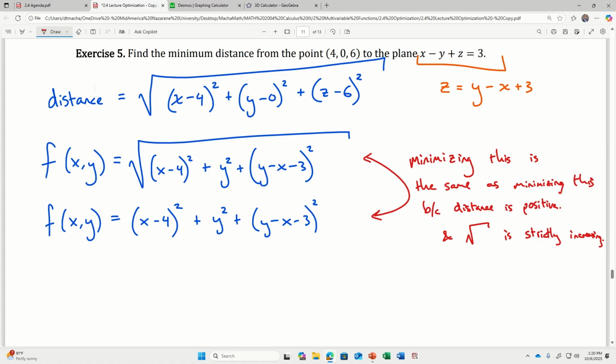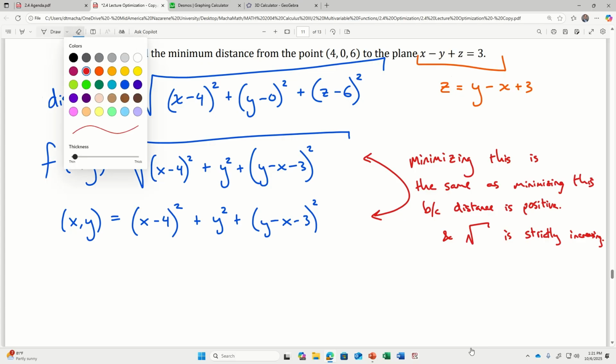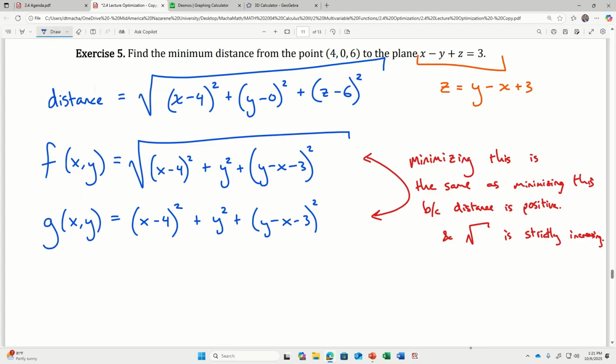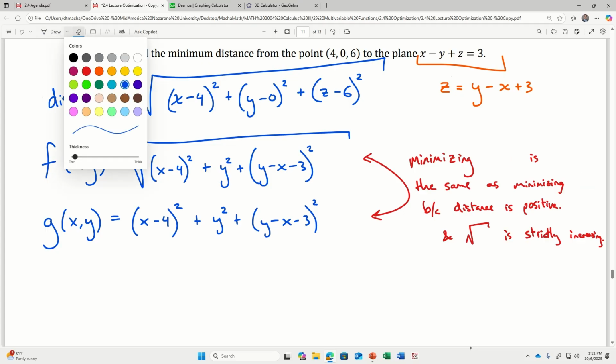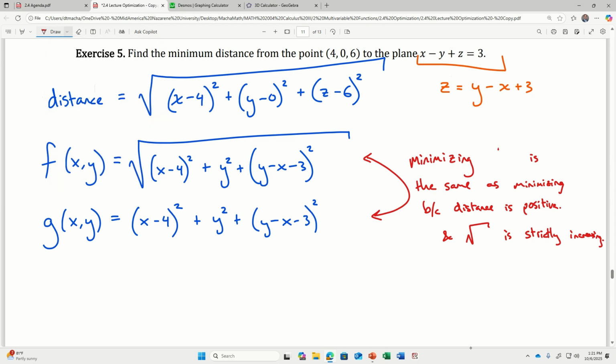So what I'm saying is you could either try to take the gradient and set it equal to 0 and take the second derivatives of this thing and do the second derivative test, or you could do that procedure with this other function. Maybe I should name it something else, so I don't name that different function f when it's clearly a different function. So we'll say minimizing f is the same as minimizing g, because distance is positive.